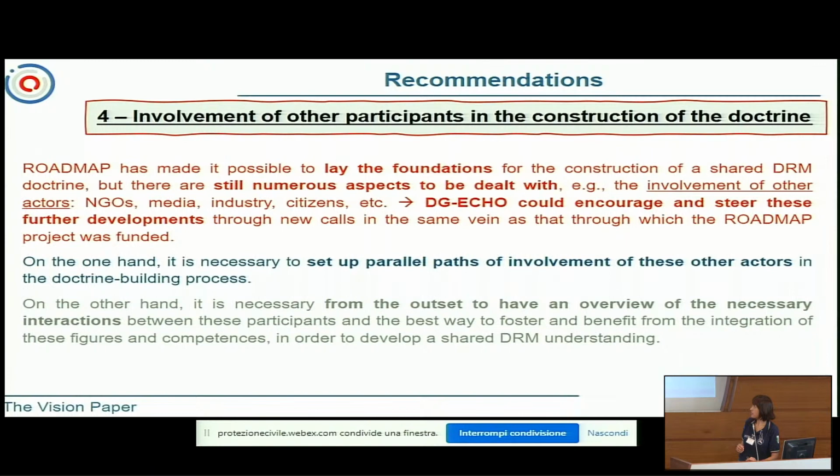Fourth recommendation, the involvement of other participants in the construction of the doctrine. The Roadmap laid the foundation for the construction of this doctrine, but we still need to deal with numerous aspects. Among the actors that we think we should involve are the NGOs, the media, the industry, the citizens, and we think that DG ECO could encourage and steer these further developments. Yes, you should steer this activity because we need an overarching governance to have the same perspective. Of course, these different communities have to be involved in parallel, but we also have to integrate them, and we have to think since the beginning on how to integrate them.